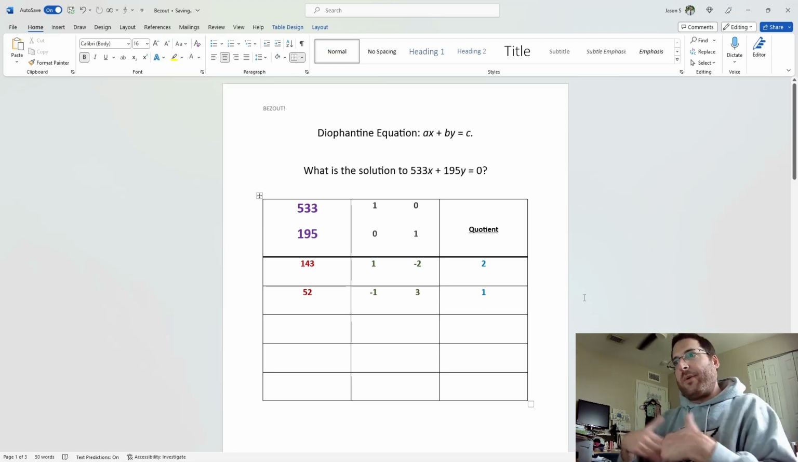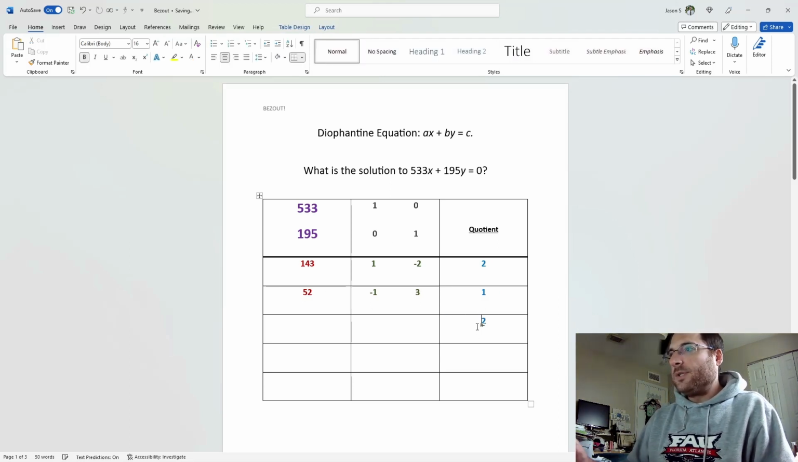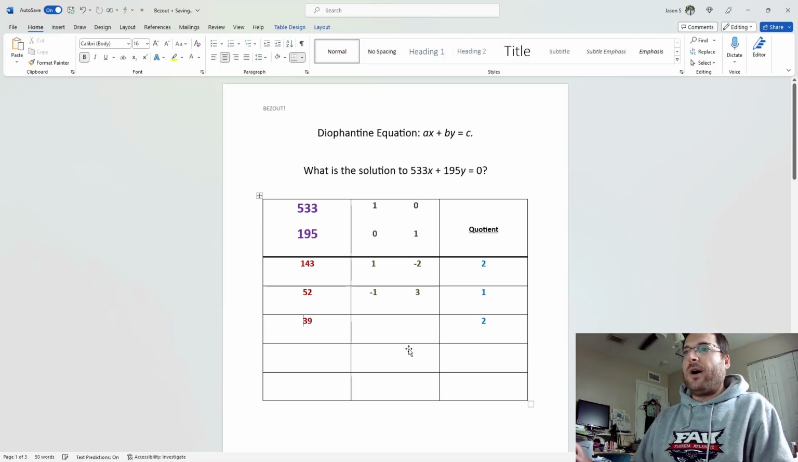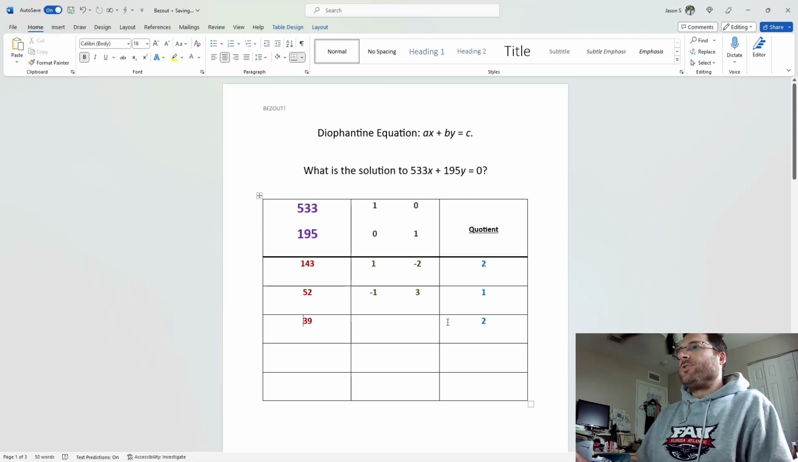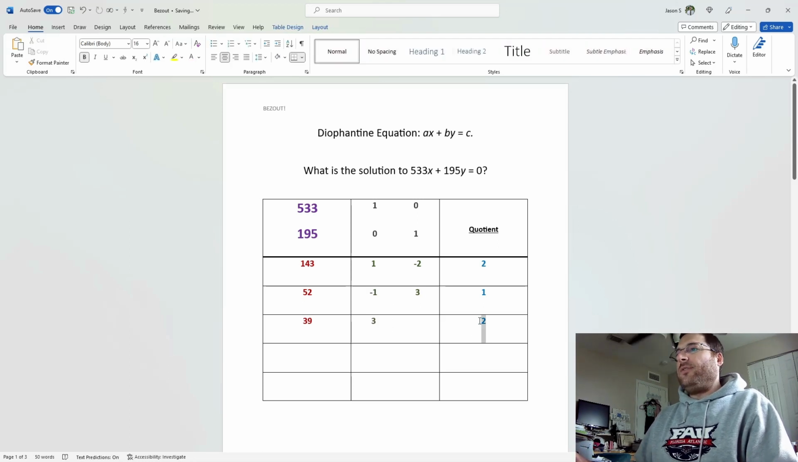Okay, now we go to the next one. What's 143 divided by 52? 2 with a remainder of 39. Okay, so now we do the same thing. 2 times negative 1 is negative 2, and 1 minus negative 2 is 3. And 2 times 3, which is 6, and negative 2 minus 6 is negative 8.